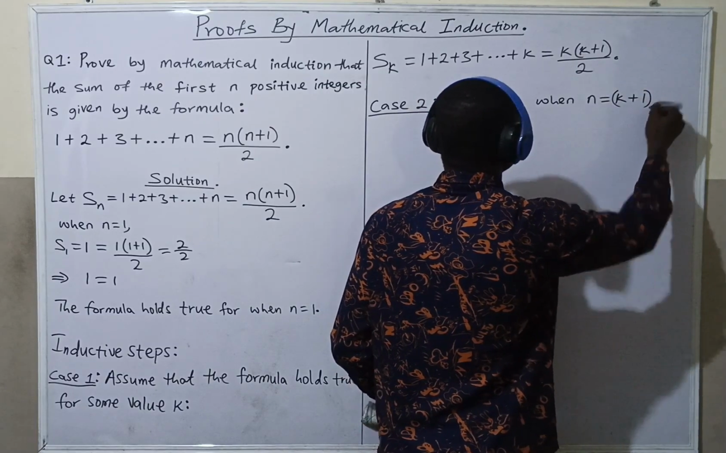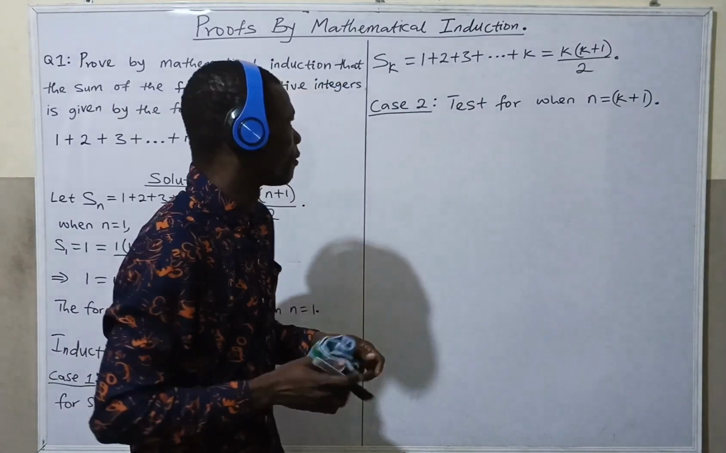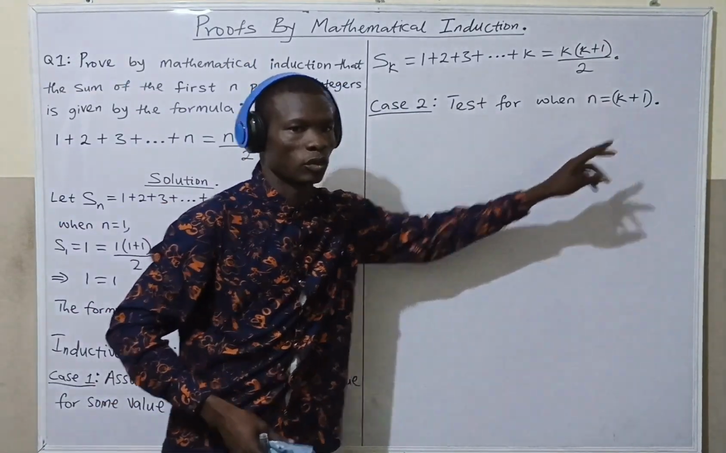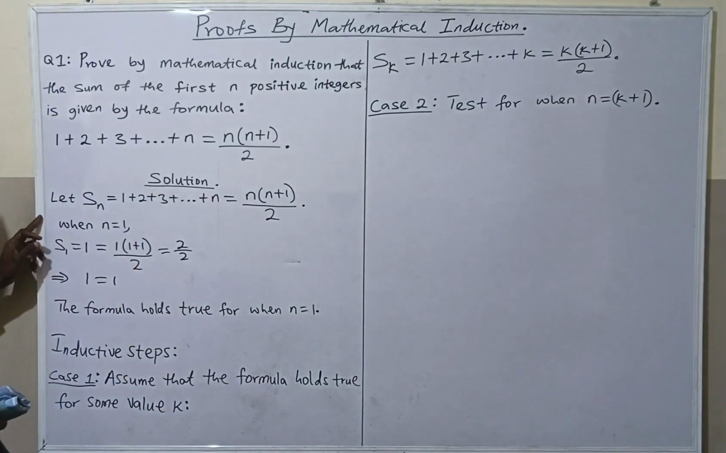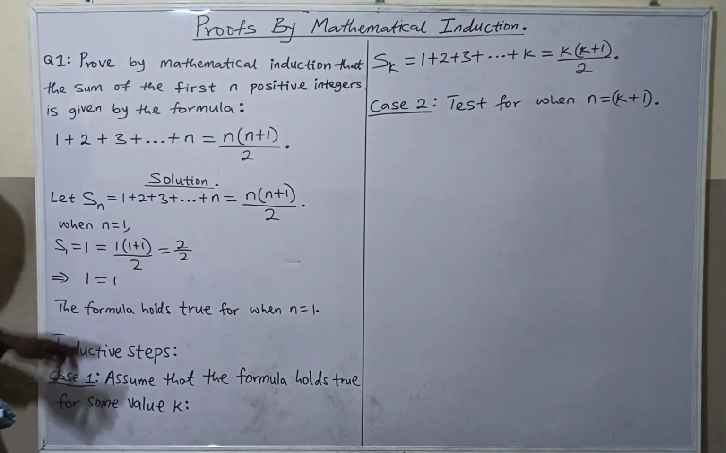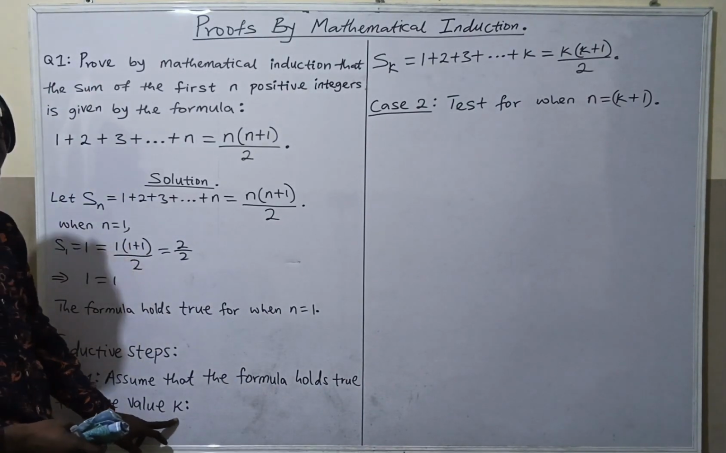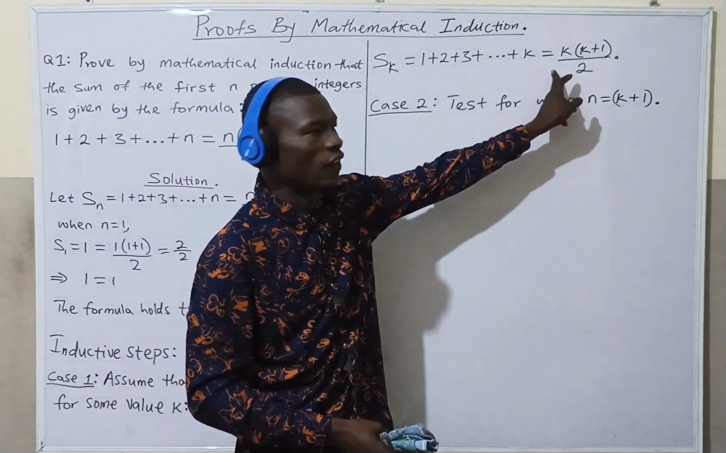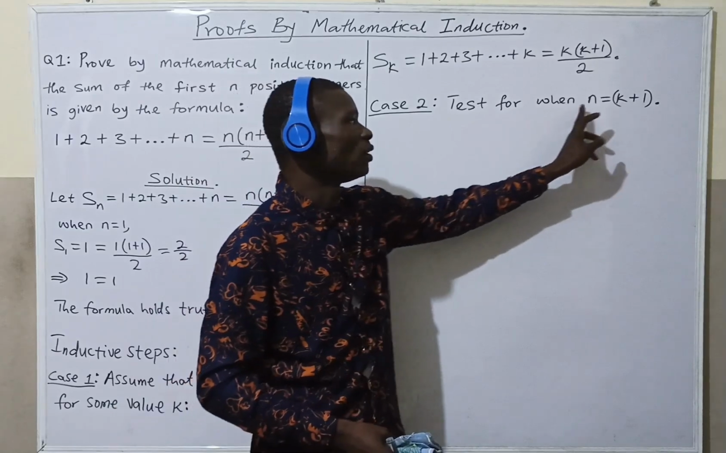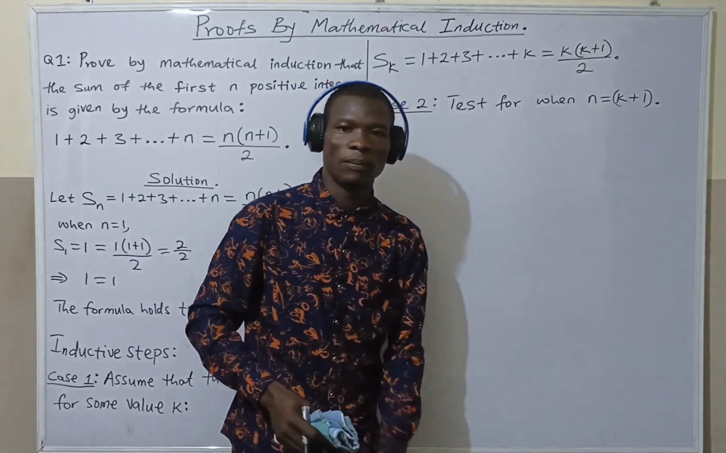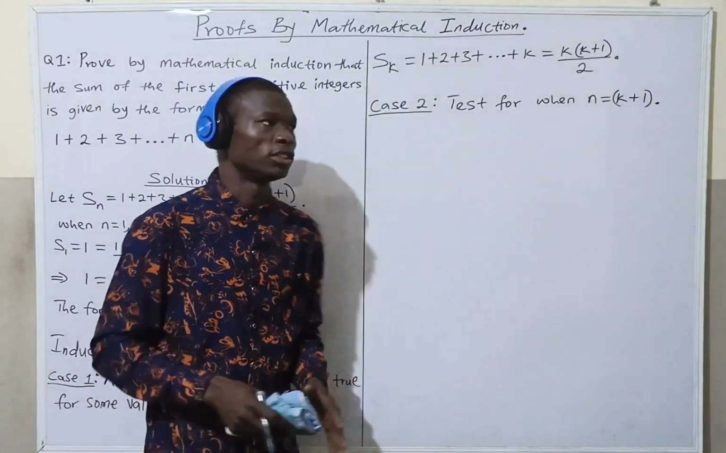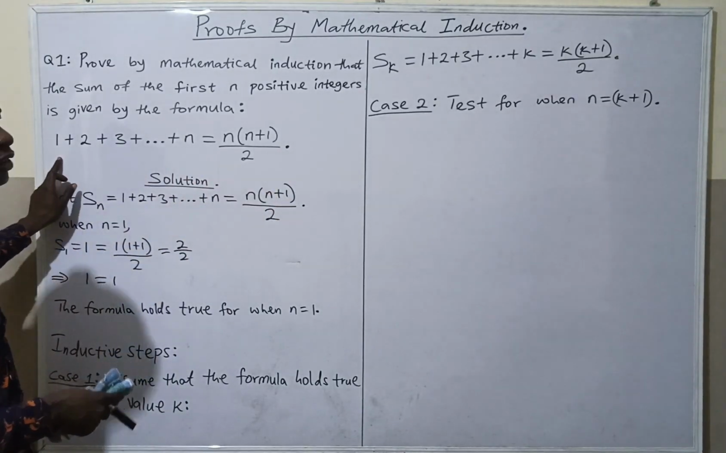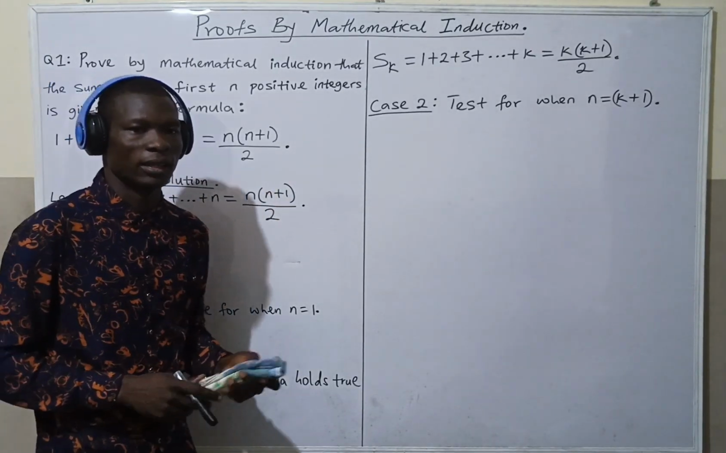This time around, we have to show that this formula holds true for when n is equal to k plus 1. We have seen for when n is equal to 1. We have seen for when n is equal to what? Equal to k. It is when n is equal to k that we have this particular one. So here we are going to test for what? When n is equal to what? K plus 1, to fully establish that this particular formula can represent this sum here. So what do we do in this case?